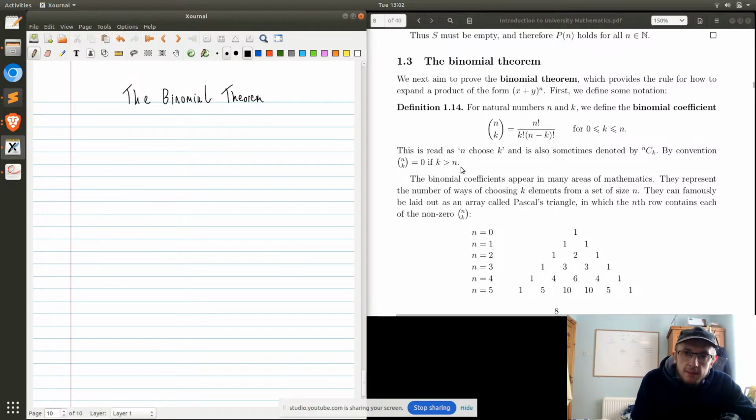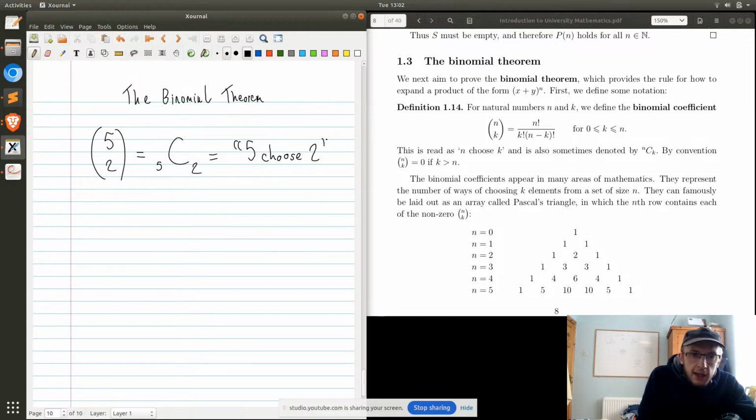Yes, this is very well known, that for the natural numbers n and k, we define the binomial coefficient like this. So what does it mean? This can be written like this, and you read it out loud as 5 choose 2. If you hold up your hand, it's the number of ways you can put up 2 digits. And the answer to this is 10. There's 10 ways to do that.